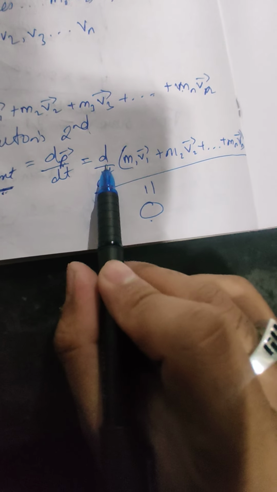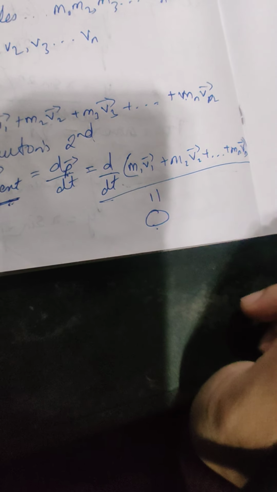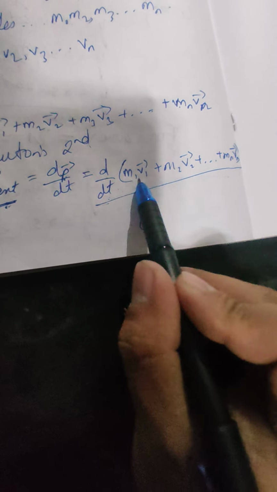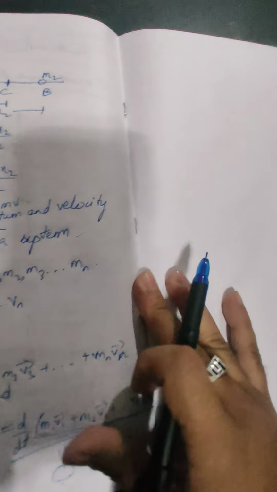It means if after differentiating it we get 0, then this value is a constant value. We cannot differentiate a constant value, it will be 0. So if the differentiation of this with respect to time is 0, that means that this value is constant, right? So it means that m1 v1 plus m2 v2 plus up to mn vn, for n number of particles, will be a constant vector.